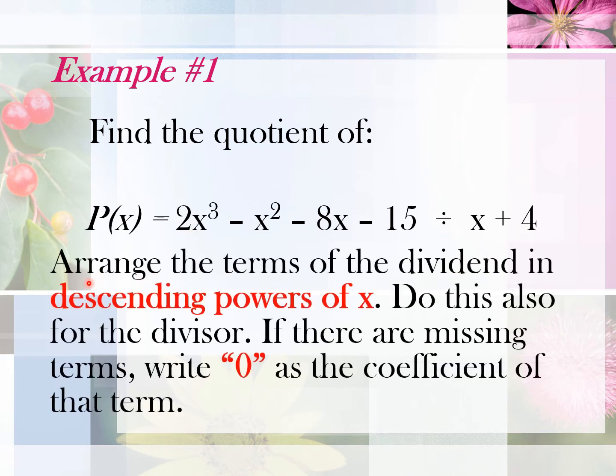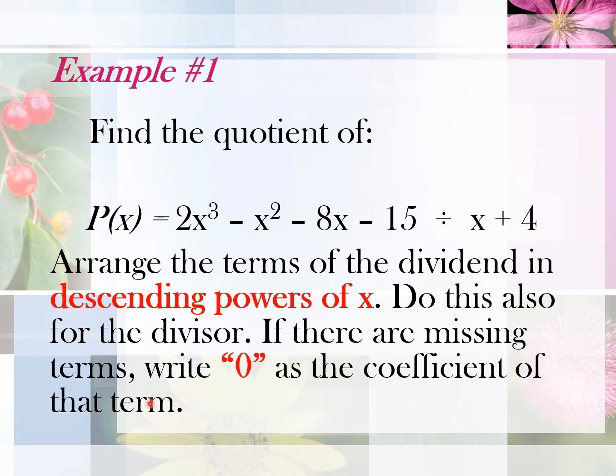Yung first step natin, we need to arrange the terms of the dividend in descending power of x. So, ito yung ating dividend, ito yung ating divisor. So, dapat yung power of x natin is naka-descending order. So, that is 2x cubed minus x squared minus 8x minus 15. So, pansinin mo siya, 3, 2, 1, tas dito 0 na. So, naka-descending order na siya. Do this also for the divisor. So, yung divisor natin ay x plus 4. So, since dito ay may 1, tapos 0 naman na dito dahil wala ng variable. So, naka-descending order na rin siya.